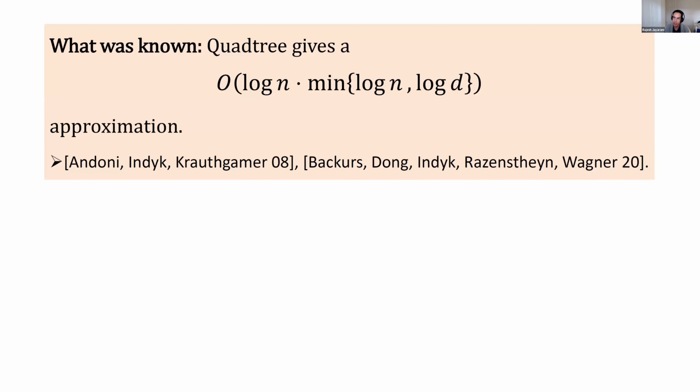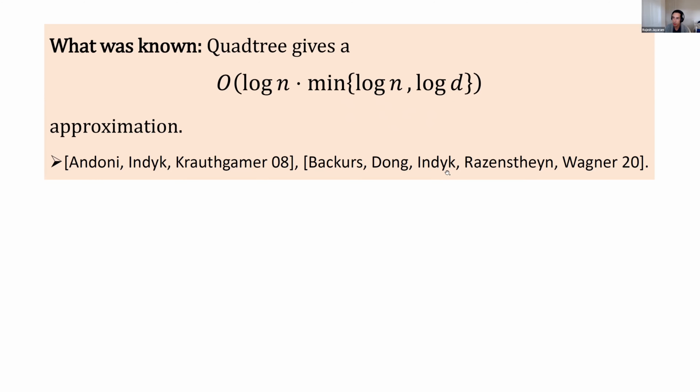Actually, sorry, I'm going to first tell you what was known for this simple algorithm. For earth mover distance, this algorithm is a linear time algorithm. It was known that it gives a log n times the minimum of log n and log d approximation to the optimal cost of matching. And this is from a paper of Andoni, Indyk, and Krauthgamer, and then also recently Bhaskara, Dong, Indyk, Rosenstein, and Wagner. Basically, both of them gave one part of this minimum here.